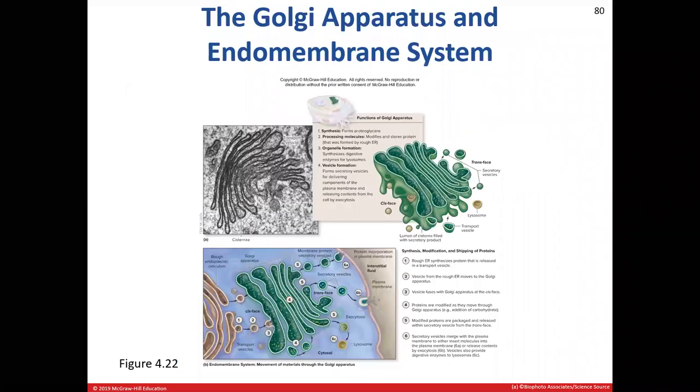So here's our Golgi apparatus. Again, you can kind of see the location. Here we have our ER. Here we have our Golgi apparatus. Here is our cis face that's closer to the ER. Here's our trans face that's a little bit farther from the ER and closer to the plasma membrane. If you look at the Golgi itself, you'll see these flattened stack areas. That's what our Golgi is. It's kind of these stacks of flattened sacs.